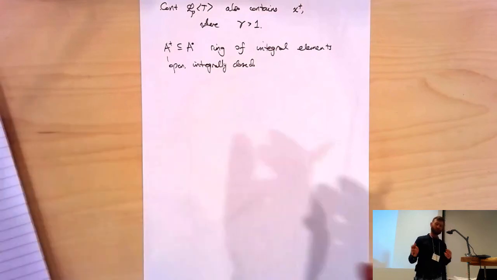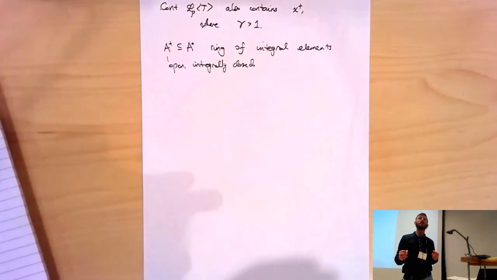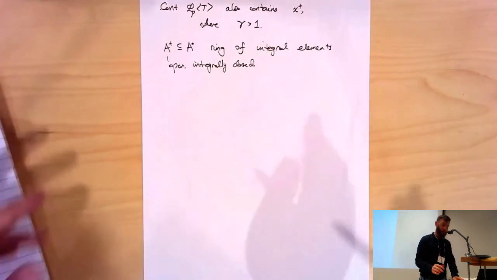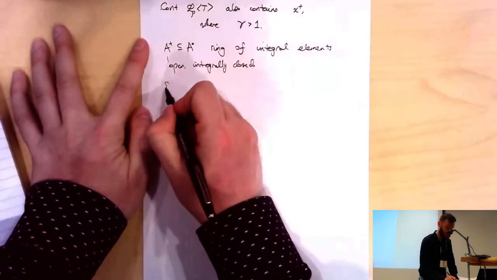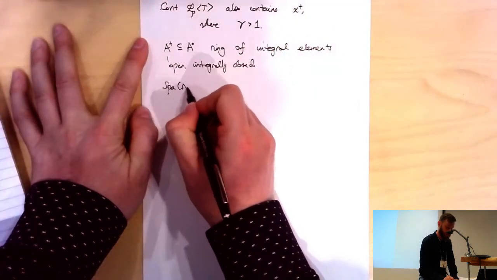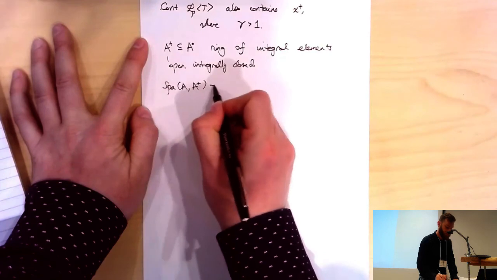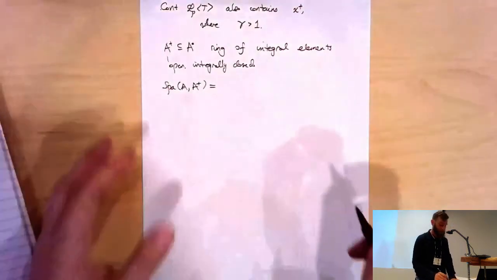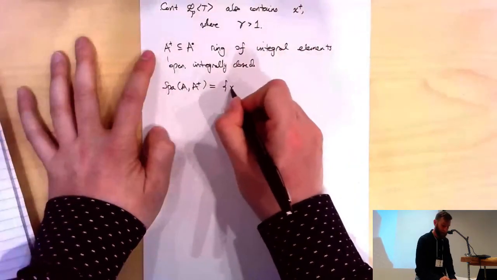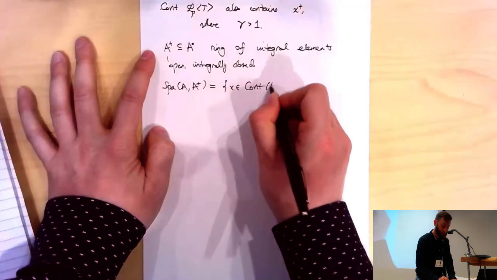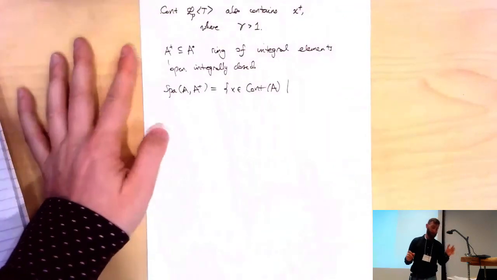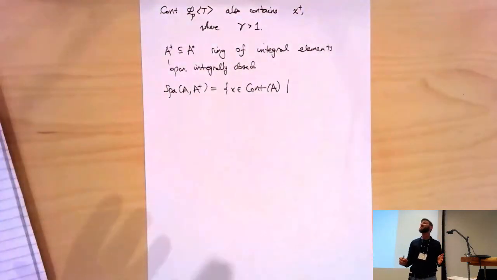And then I'm going to trim this set Cont(A) by using this A upper plus, and I define Spa, so this is the first instance of this. So this is going to be everything inside of Cont(A) that thinks that elements of A plus are less than or equal to 1.